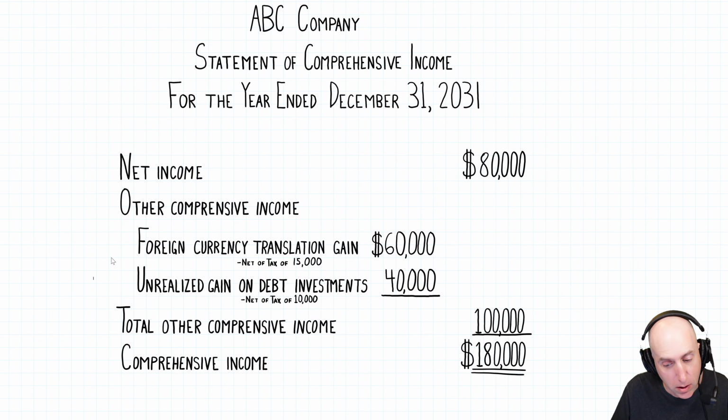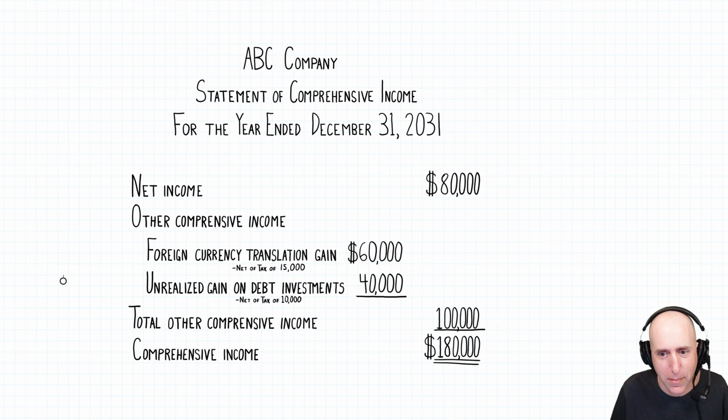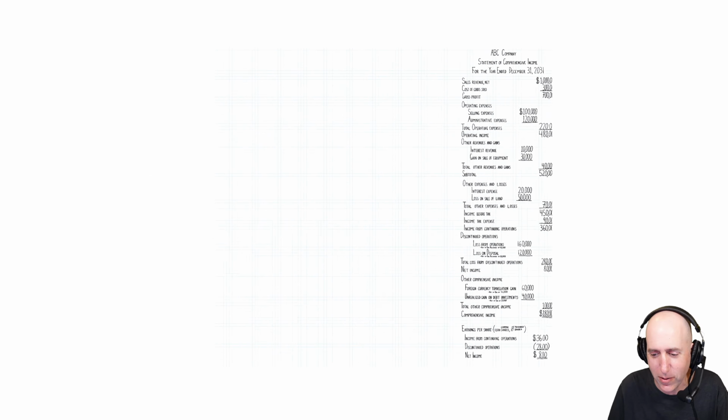So the statement's very simple. You just start with your net income. You say, what was my OCI changes? And what's my ending comprehensive income. Some companies do this as two statements, like I've done here. It's called the two-statement approach. Some companies do it in one statement, called the one-statement approach. I'll show you what that looks like.